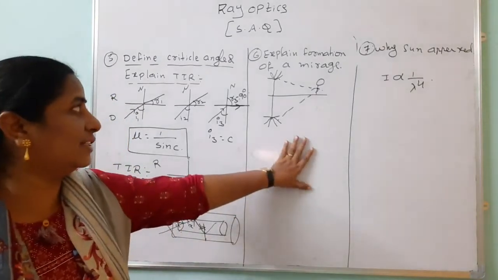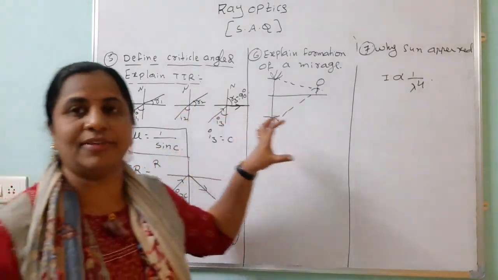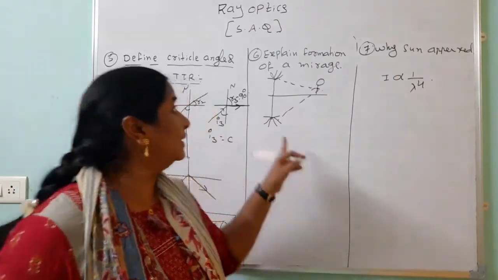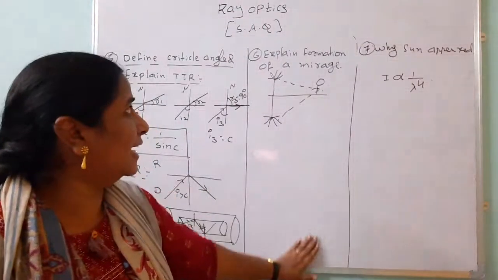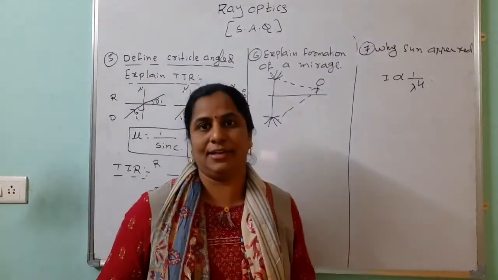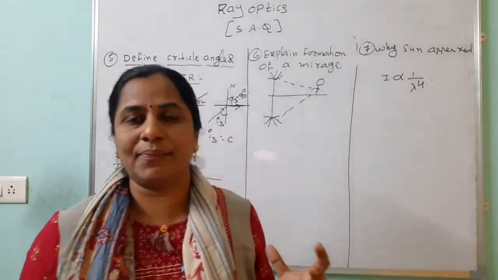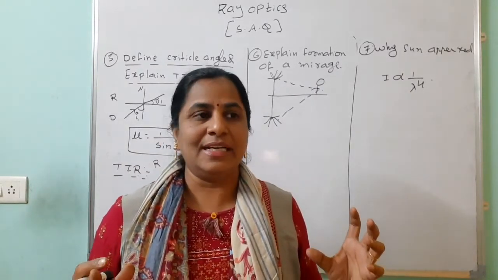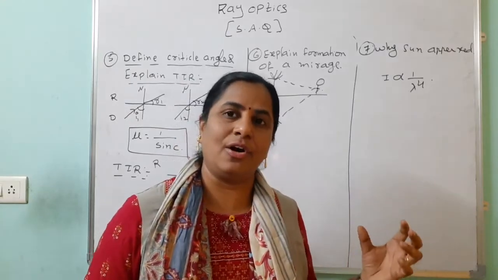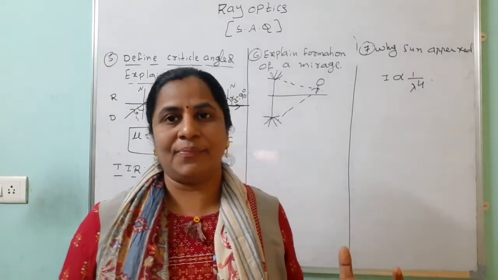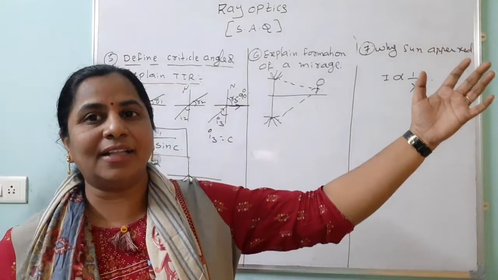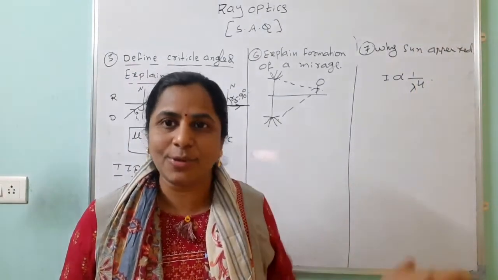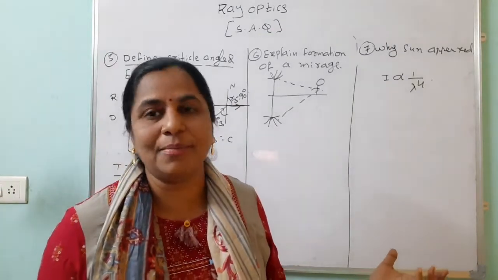Now come to the next question. This is very important and expected for the final exam. Our sixth SAQ is: explain the formation of a mirage. This is completely like our imagination, and in our daily life we should observe it. In hot summer we are going for a long trip, driving a car. Over a long distance we feel there is water on the road, but when we get there, there is no water. That is due to the mirage.